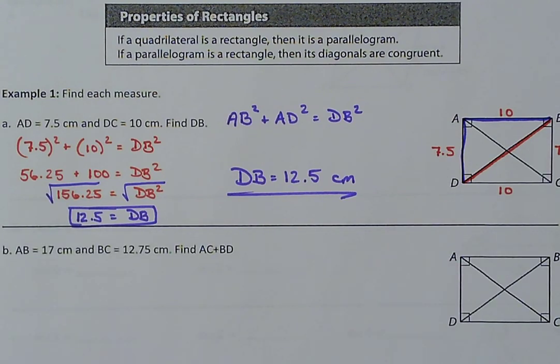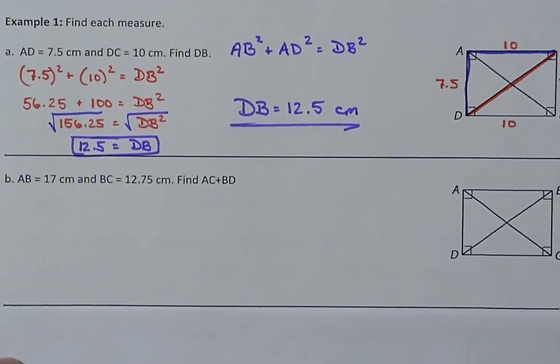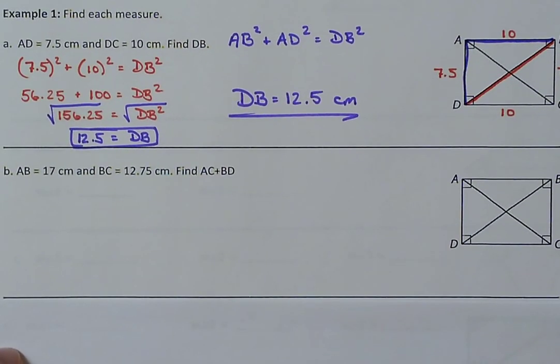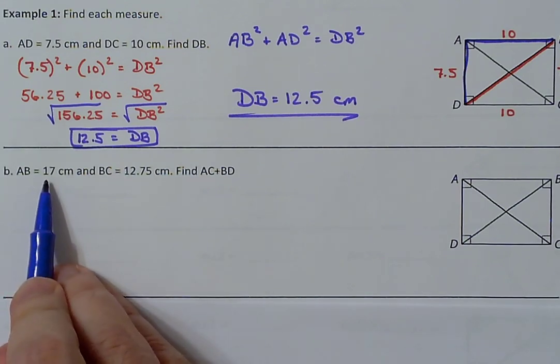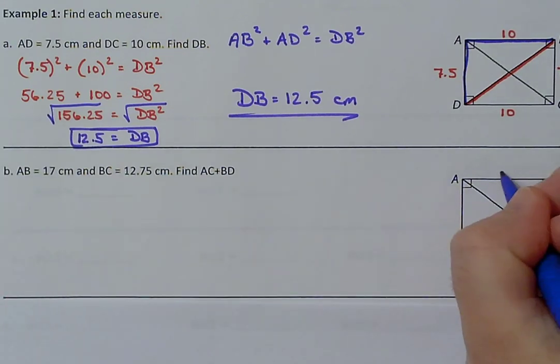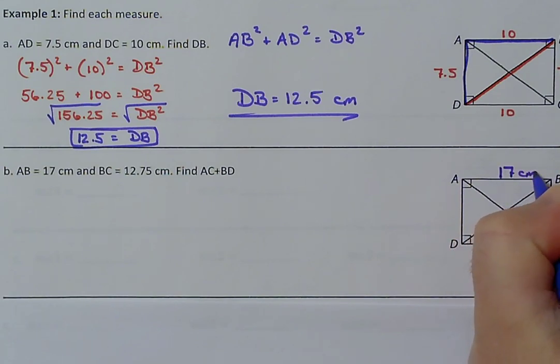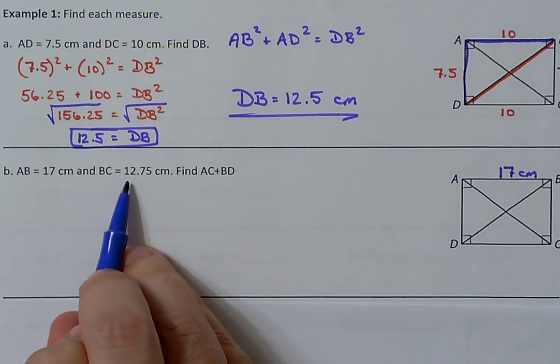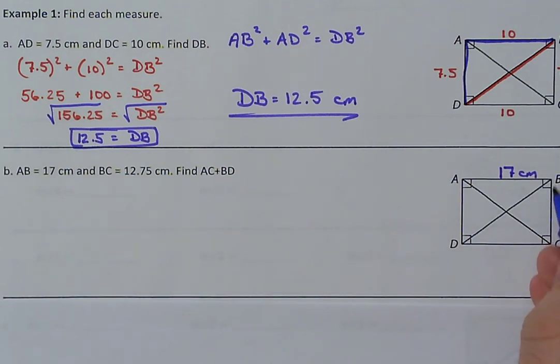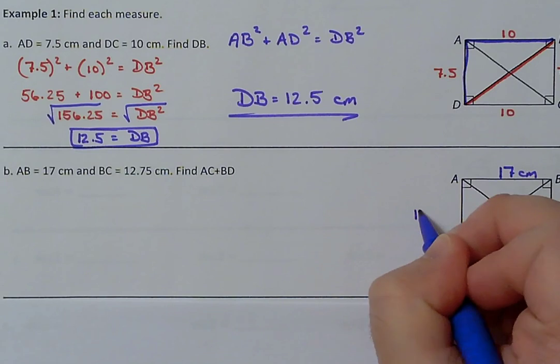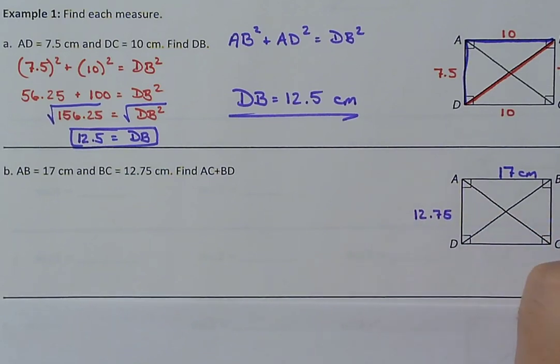So if we look at B, and I'm going to go ahead and move this up, they tell us that AB is 17 centimeters. So this is 17 centimeters. They tell us that BC is 12.75. So this is 12.75. Because I don't have enough room to put that on my screen, I'm just going to put the 12.75 here as well, because we know the opposite sides are congruent. So I know that DC is also 17.